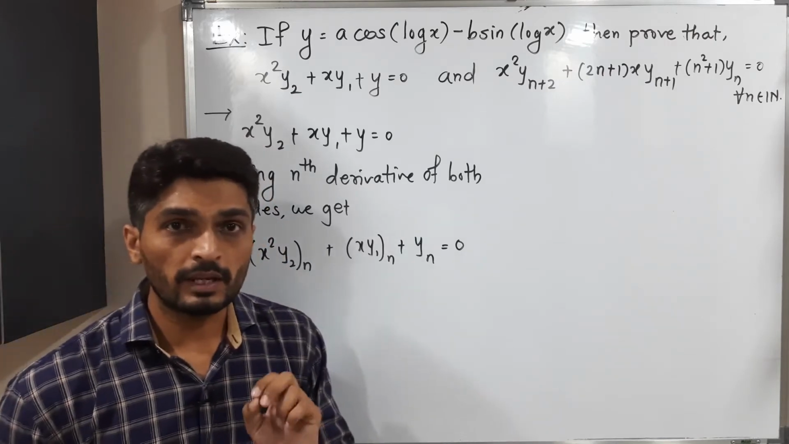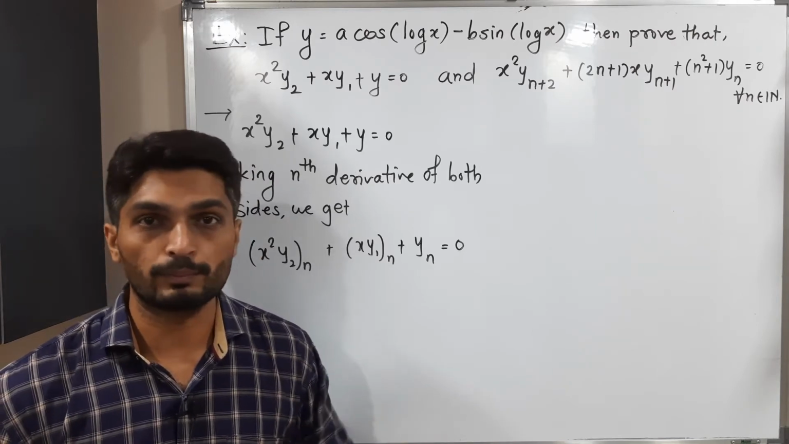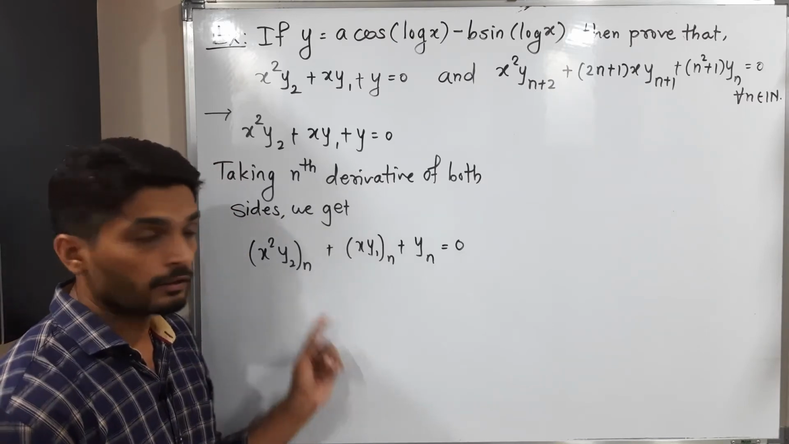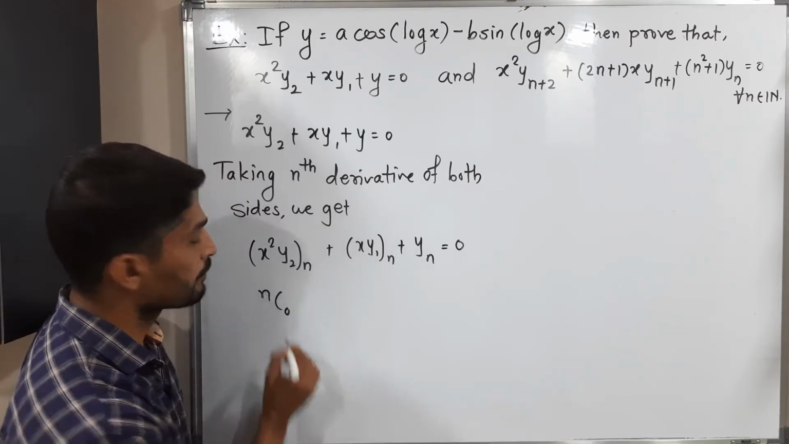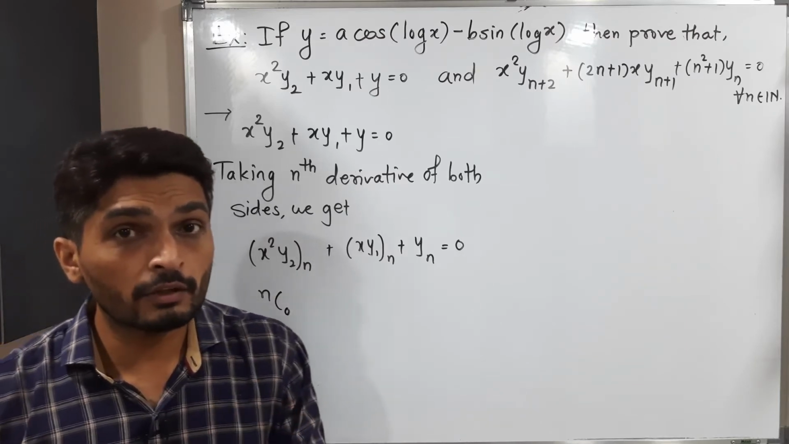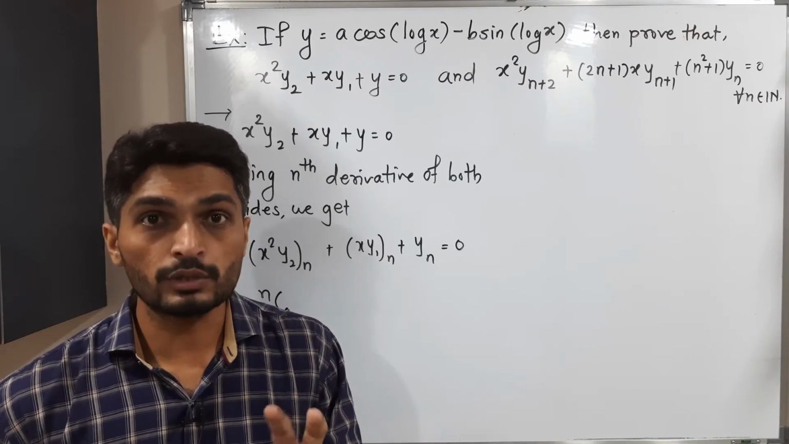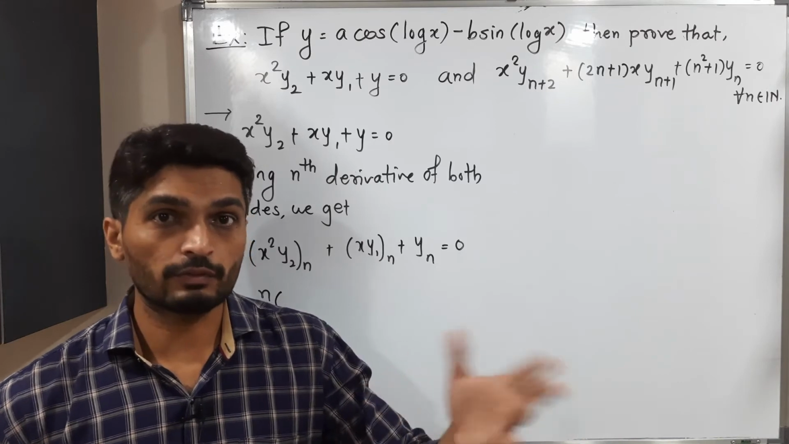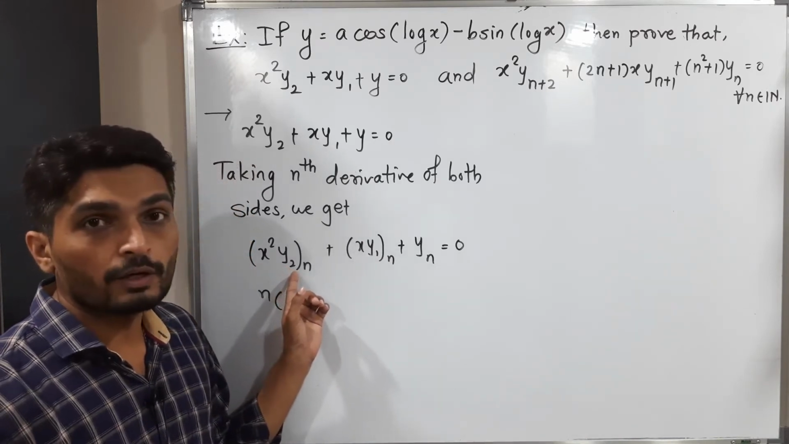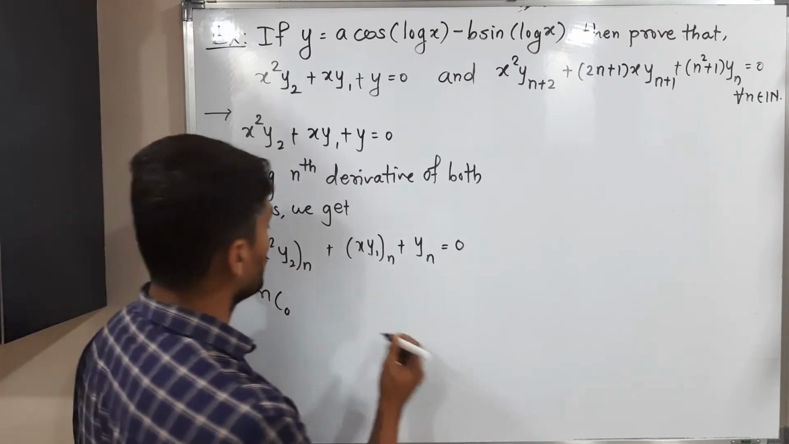Here we have the product of two functions, so obviously we should go for Leibniz rule. Leibniz rule says that if we are taking the nth derivative, we should start with nC0. What should be our u and what should be our v? Whose nth derivative we can easily find will be our u, and whose nth derivative will vanish after a few steps should be our v. So here y2 will be our u and x square will be our v.